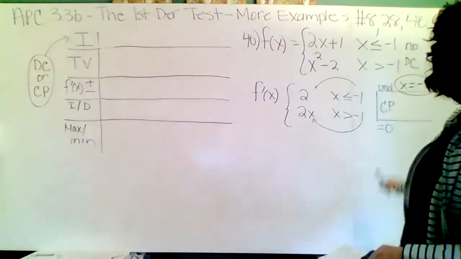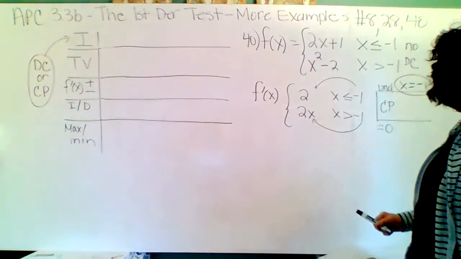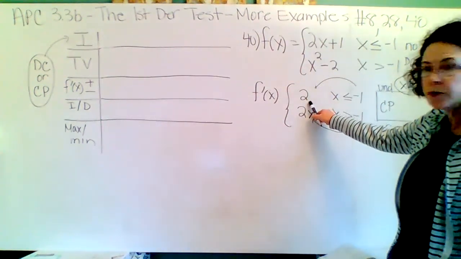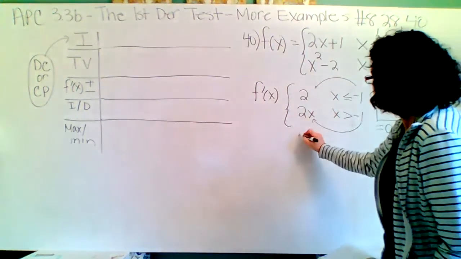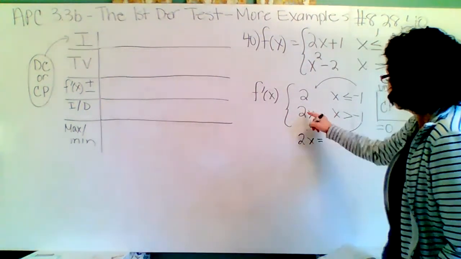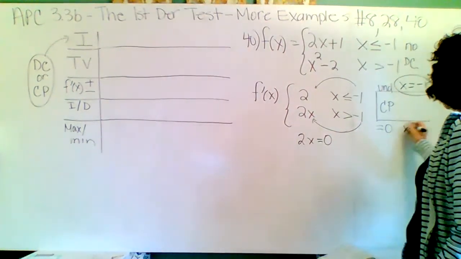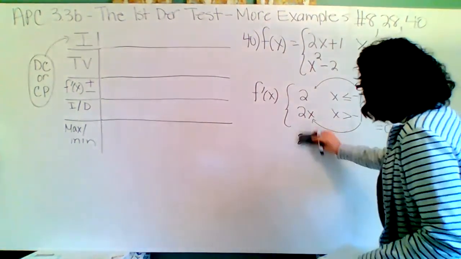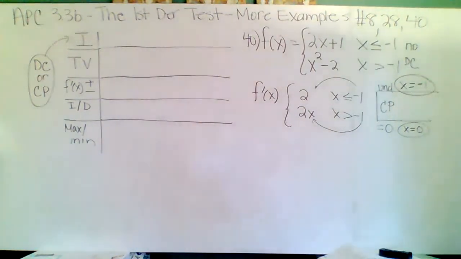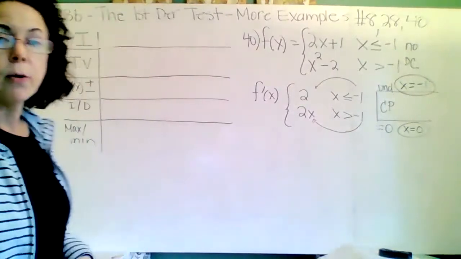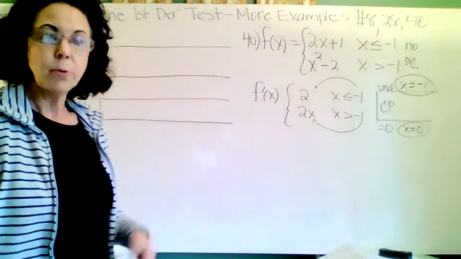Where is the derivative 0? The derivative is never 0 here; it's always 2. Here, 2x, where is this derivative equal to 0? Notice that happens at x equals 0. So we did find a place where the derivative is undefined, and a place where the derivative is 0, and those are 2 critical points.